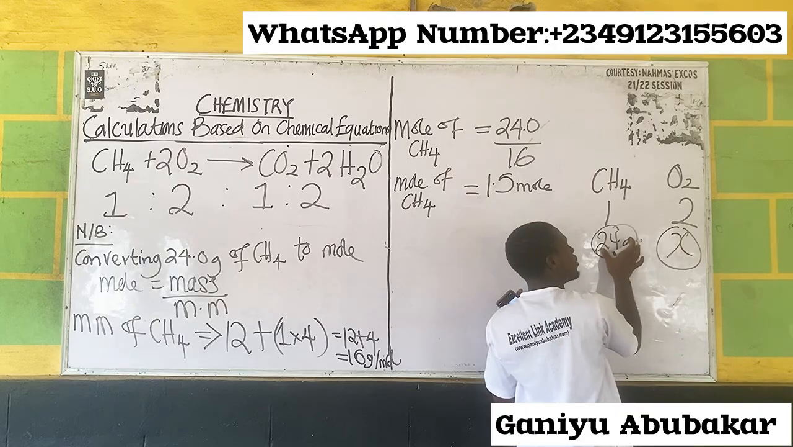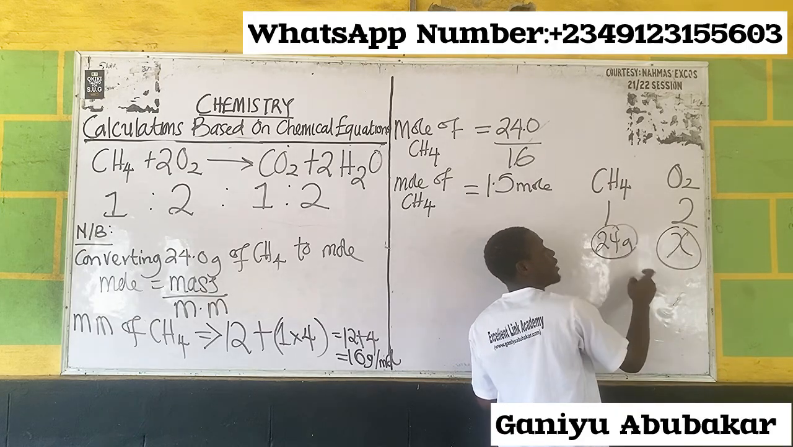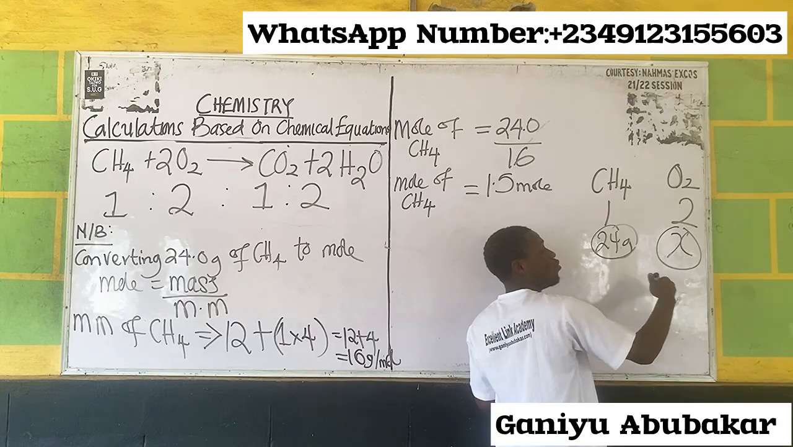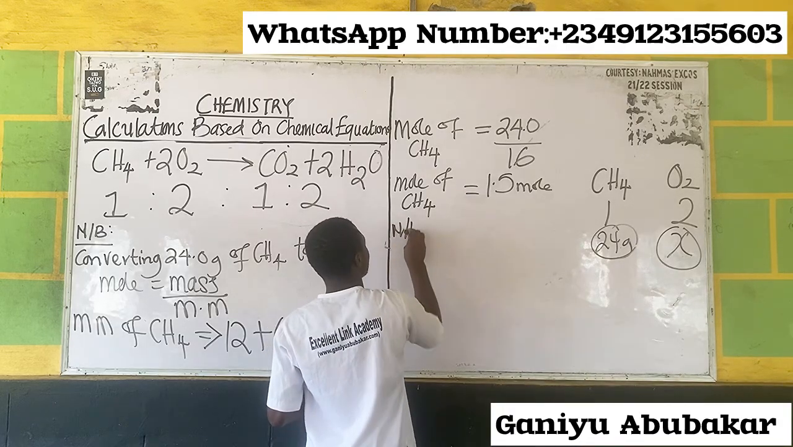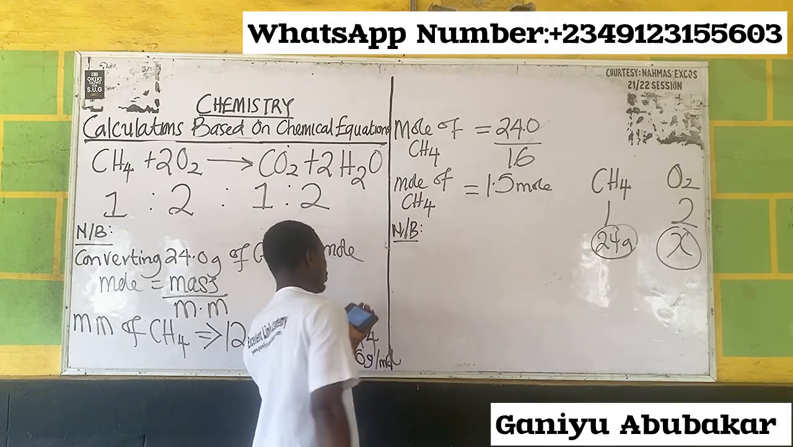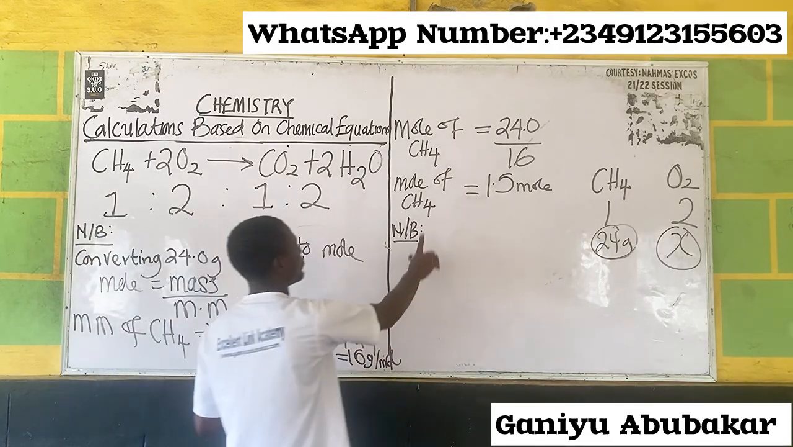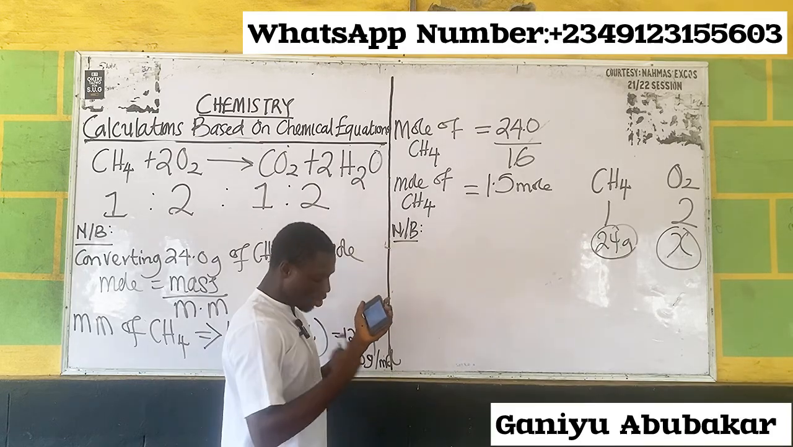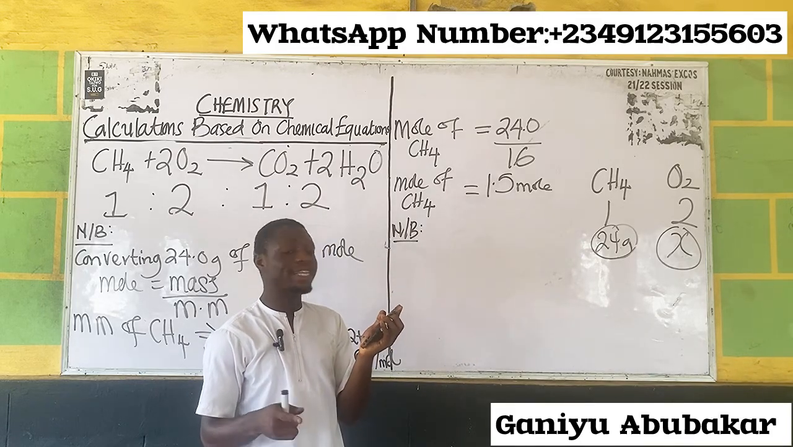The gram is now in mole. You can put it here and then multiply to get X, which is the mole of oxygen. At this point, please note: let the number of moles of oxygen that will react with 1.5 mole of methane be X.